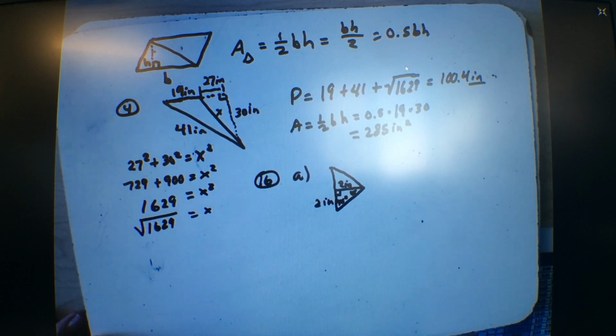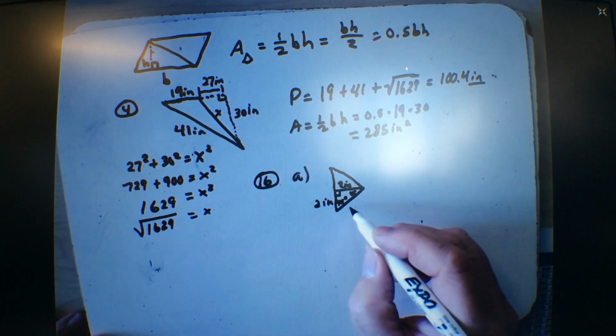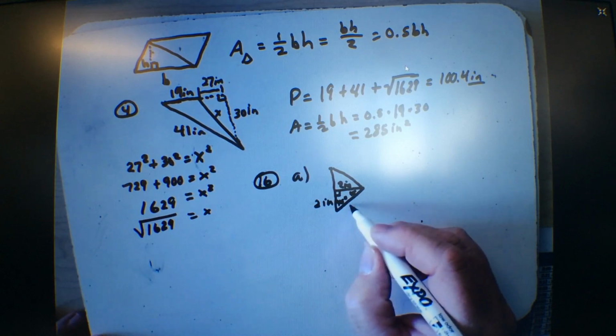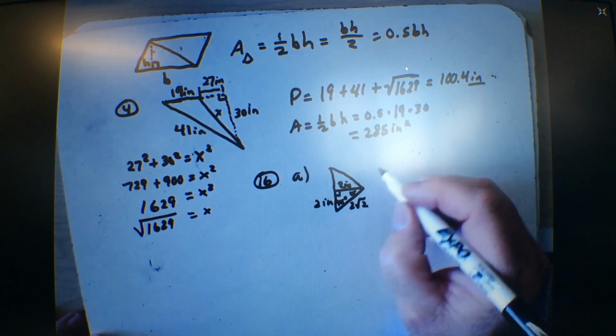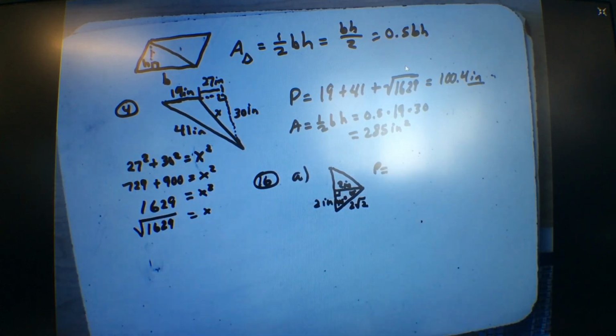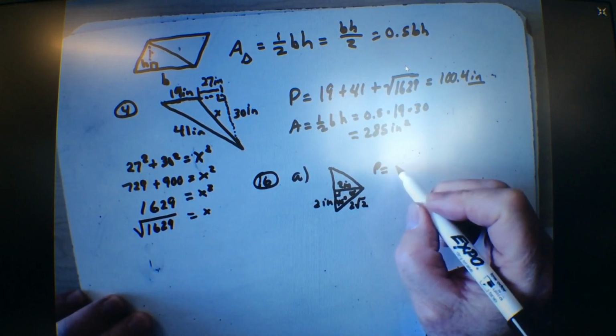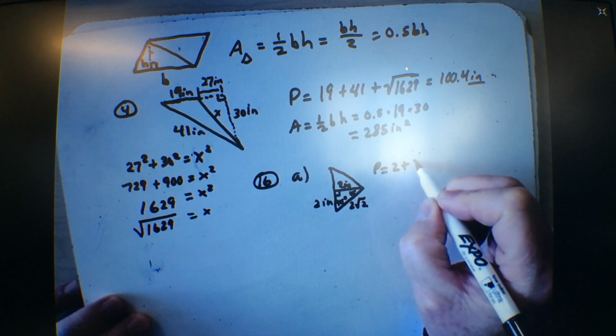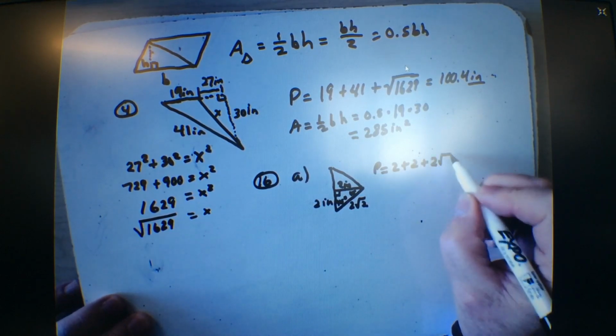Okay. Well, what's this length? 2 square root of 2. It's 2 square root of 2, right? So the perimeter is, now remember, we want to find perimeter and area. So the perimeter is what? 2 plus 2 plus 2 square root of 2.